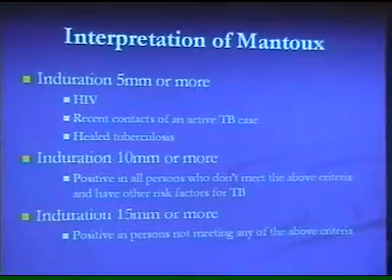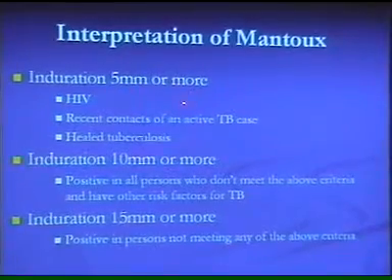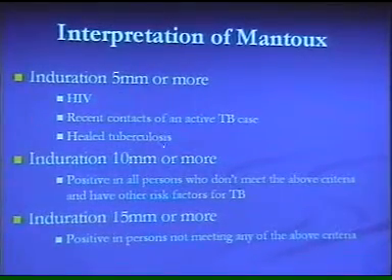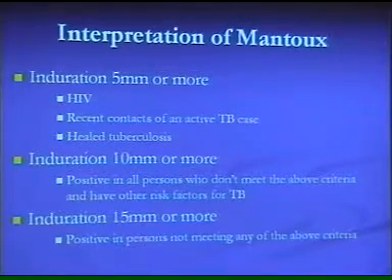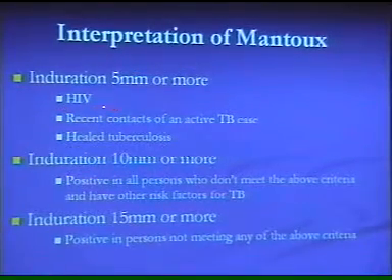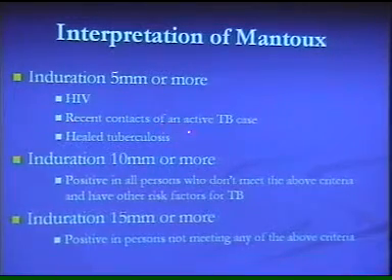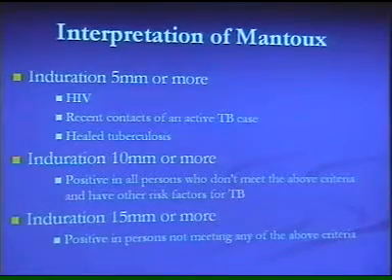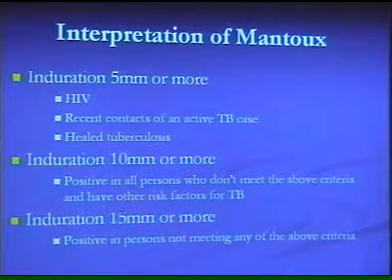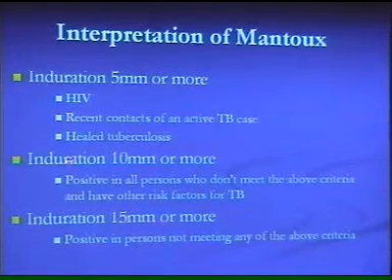How do we interpret? If induration is 5 mm or more and the patient fits into these criteria, then you can say that this PPD is positive. Either the patient has HIV or another immunocompromised condition, or is a recent contact of an active TB case. A patient comes to you who has a 5-year-old child, and the patient has active TB, and the child's PPD is 5 mm. This is positive.